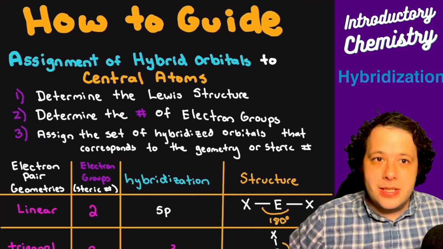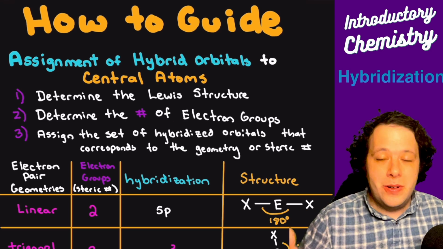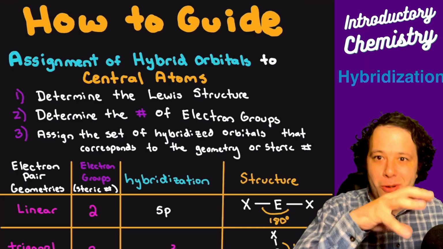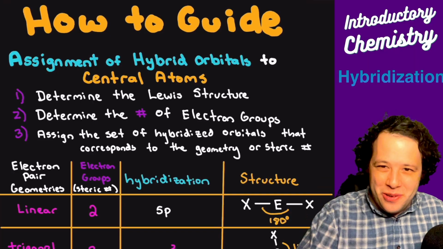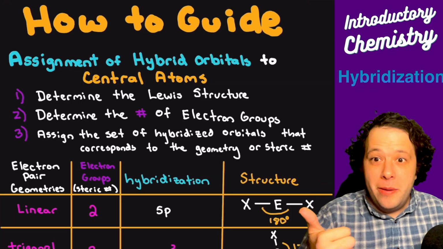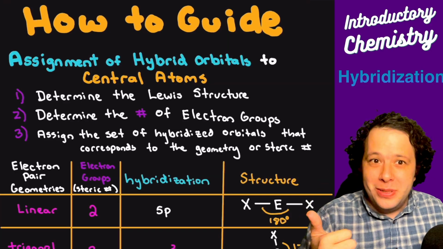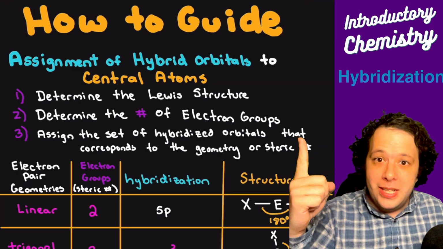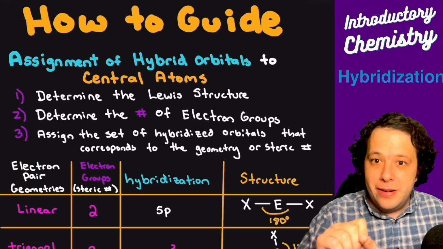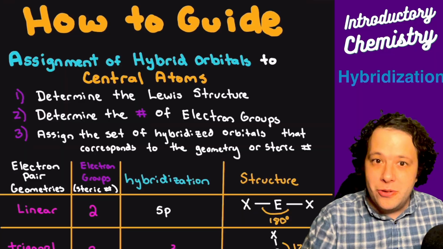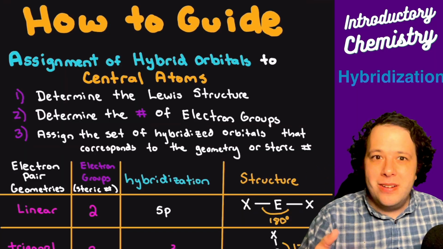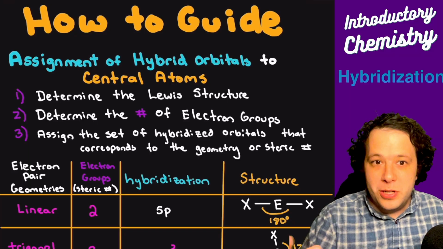So when it comes to this, how do you assign hybrid orbitals around your central atom? As I said before, if you want to watch the theory, rewind or go to my full version. For the short version, all you're going to do is determine your Lewis structure, just like you've probably been doing for a couple weeks now. Then you determine your number of electron groups, or your steric number, meaning you're counting how many atoms and lone pairs there are around your central atom. Then you're going to assign a hybridized orbital that corresponds to it.